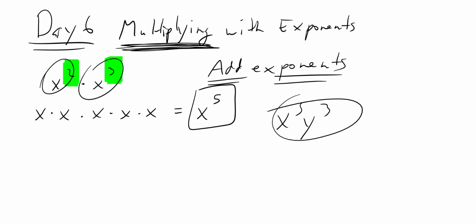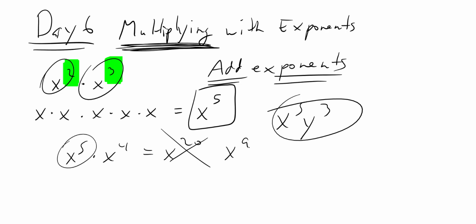Okay? So be careful. A lot of times what kids want to do, if you have x to the fifth times x to the fourth, they want to say that's x to the 20th. Boo! You don't, this is multiply. This is 5 x's written x, x, x, x, x, and this is 4 x's, x, x, x, x. And when you add them all together, you get 9 of those x's. You don't get 20 of them. So it's not x to the 20th, it's x to the 9th.